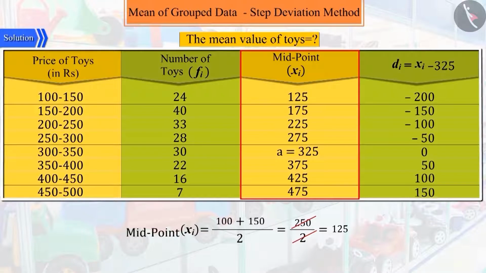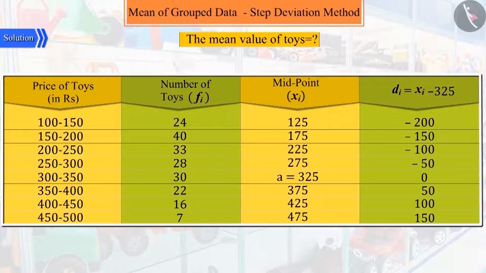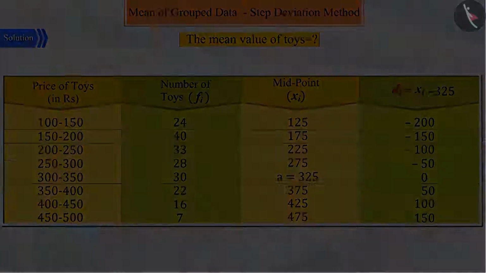And then we multiply the fi di. But here we see that the values of di are large enough to cause an error. So to avoid errors, we will study another method here. Let's try to understand this.